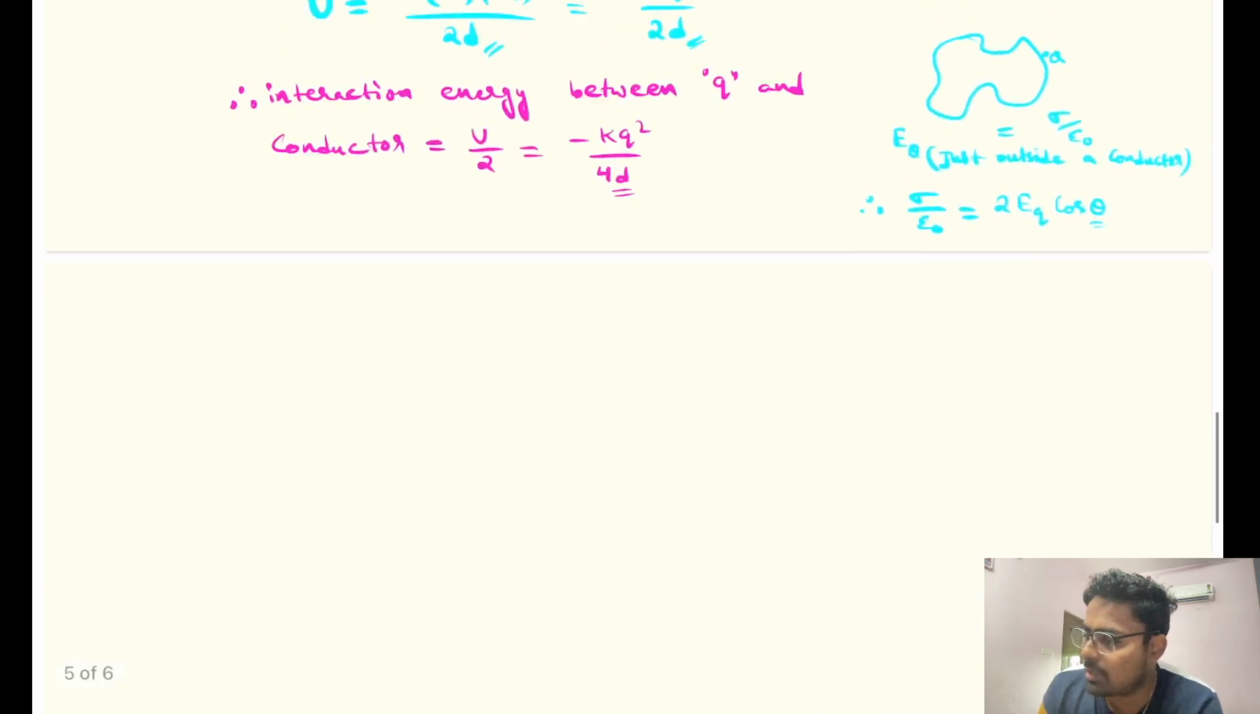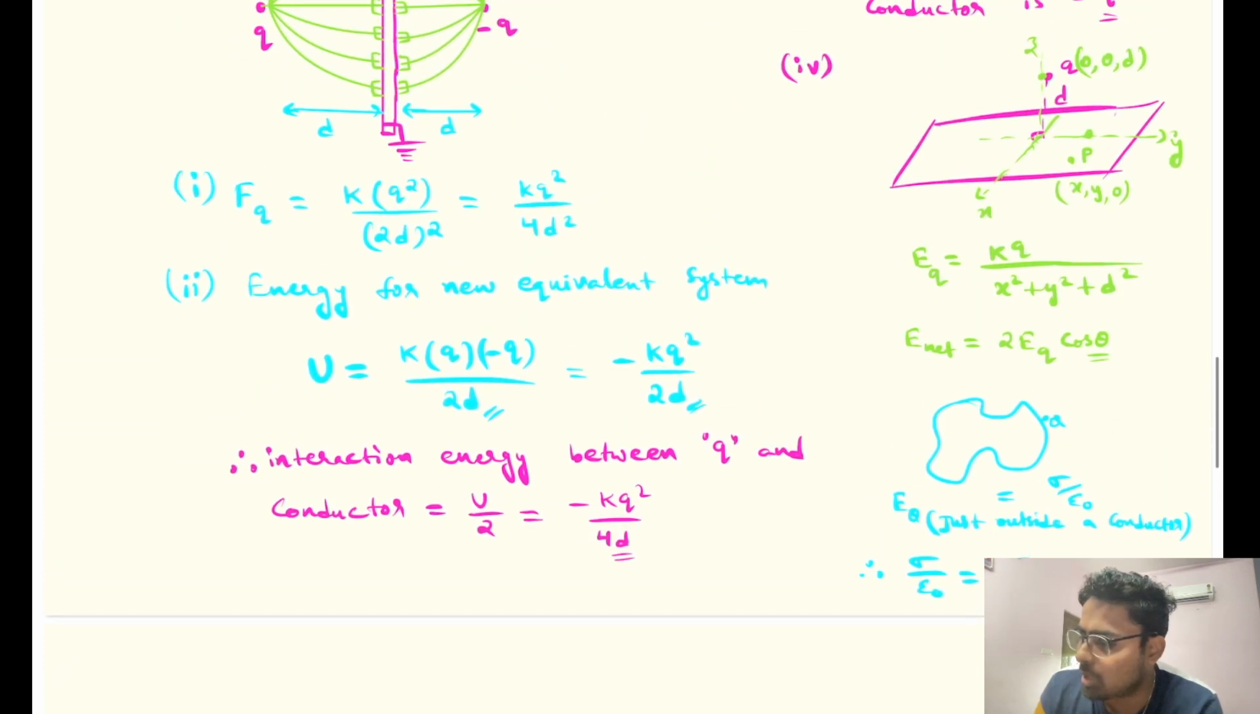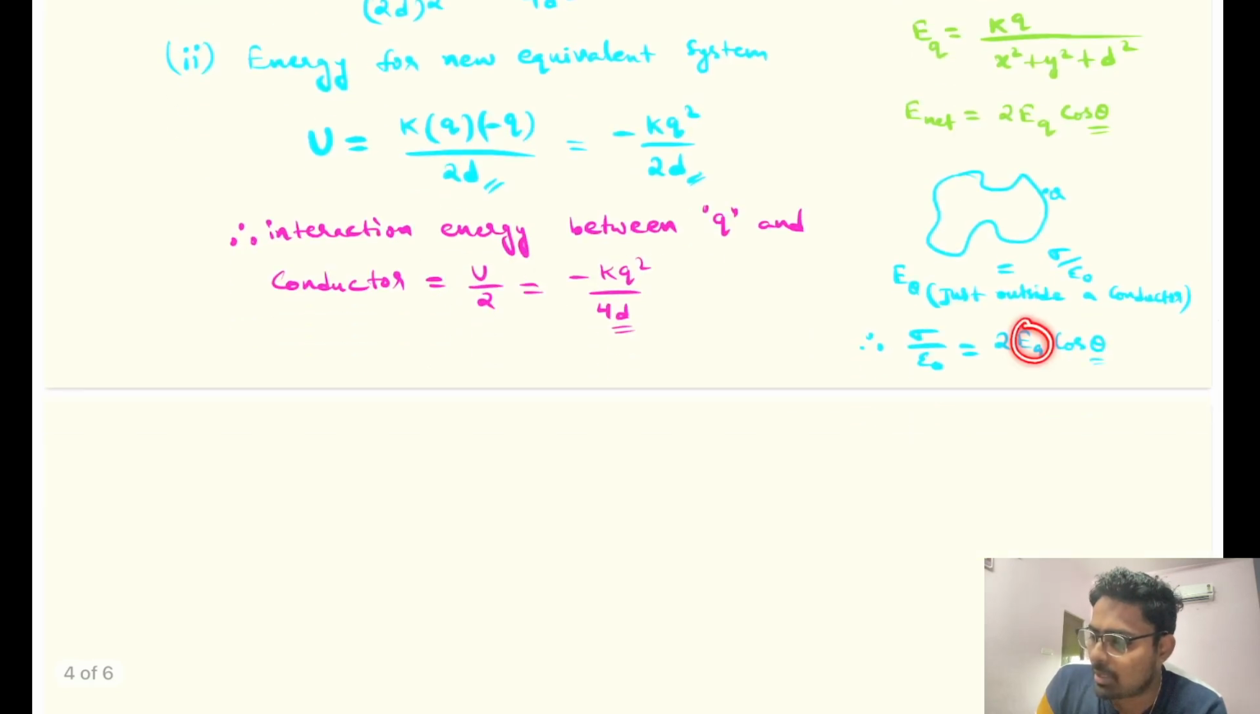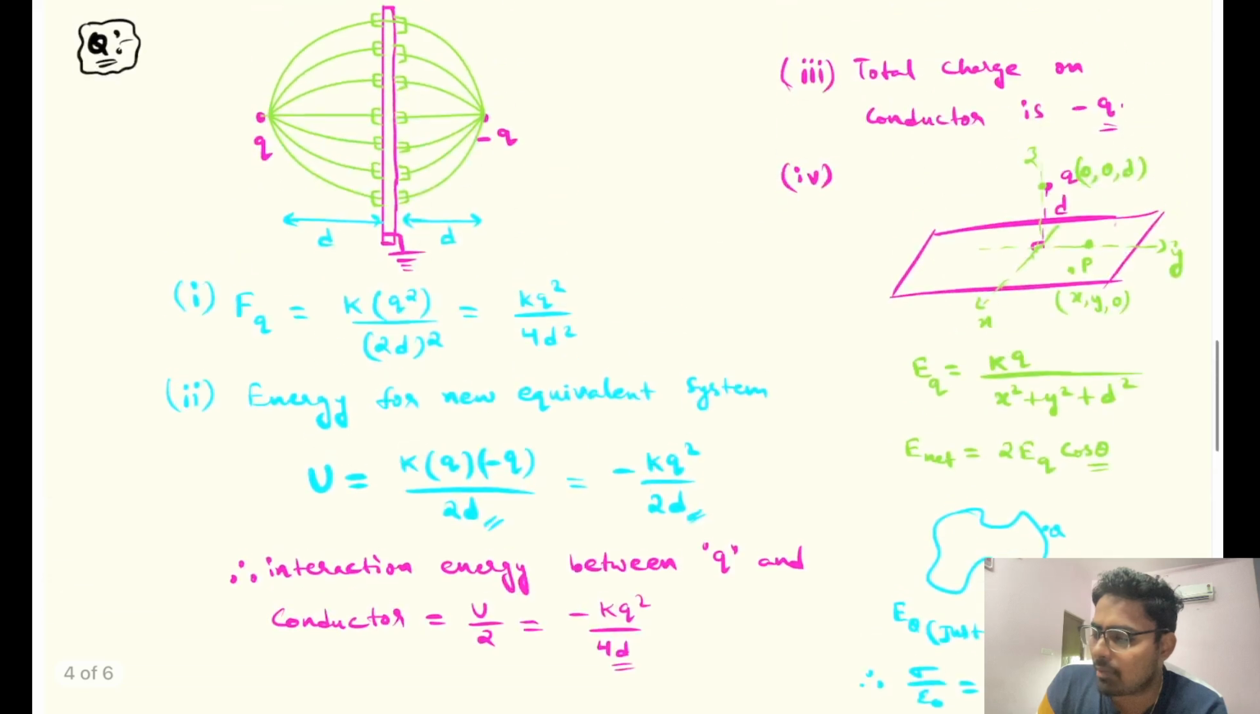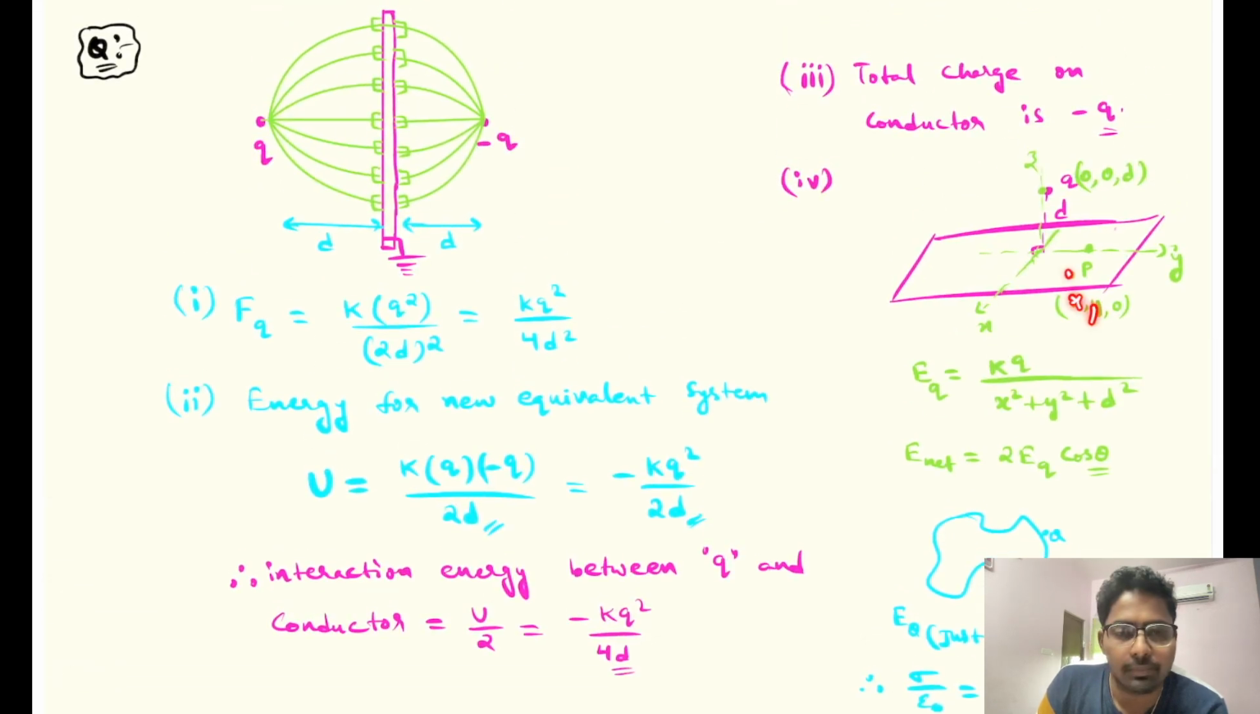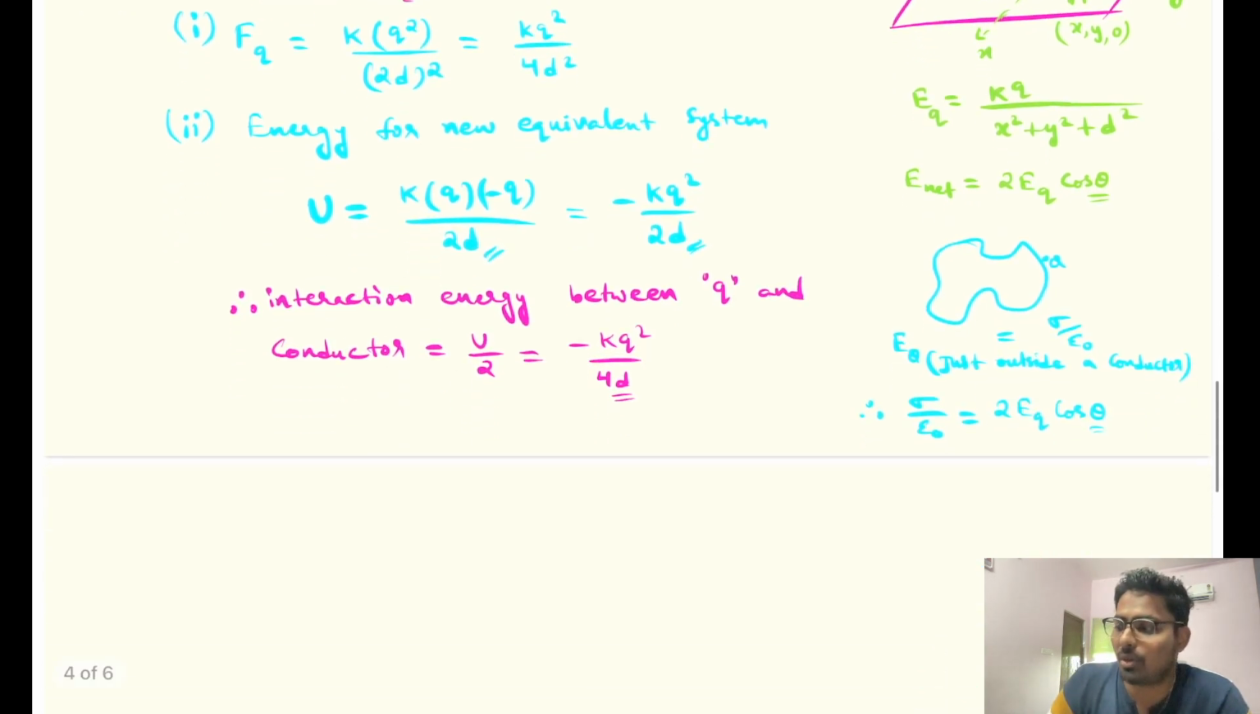So you can clearly see that this E_Q, the electric field with this Q charge, depends on what? X and Y. That means at what distance it is there, what angle it is there, and all this stuff. So clearly you can see that sigma we got is a function of what? X comma Y.